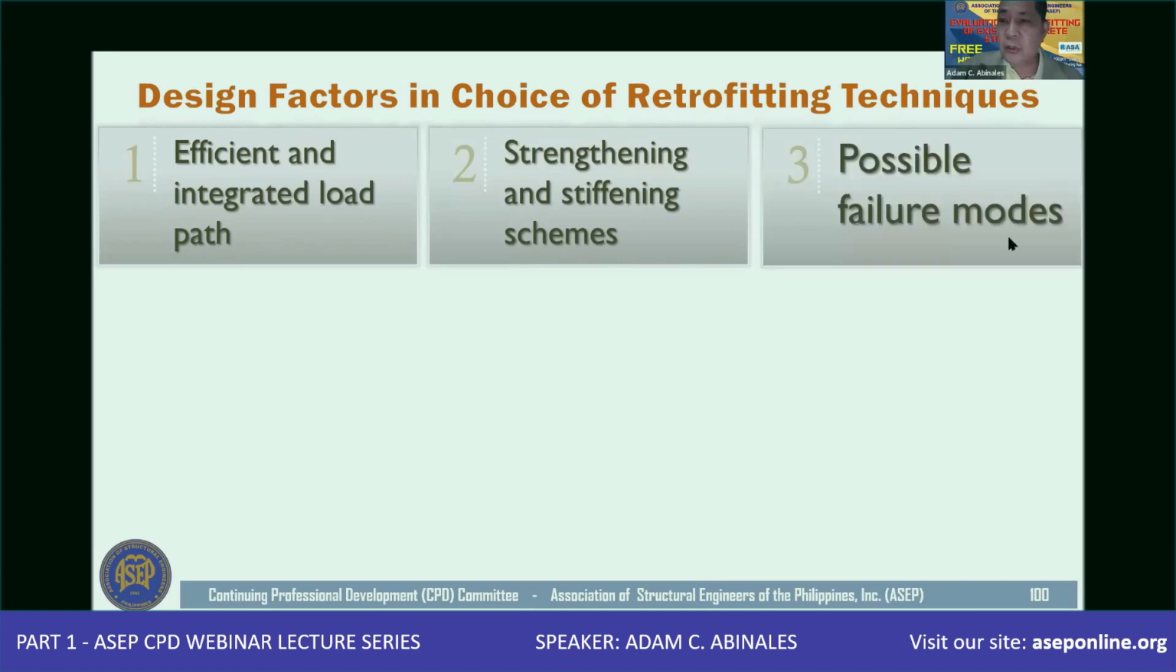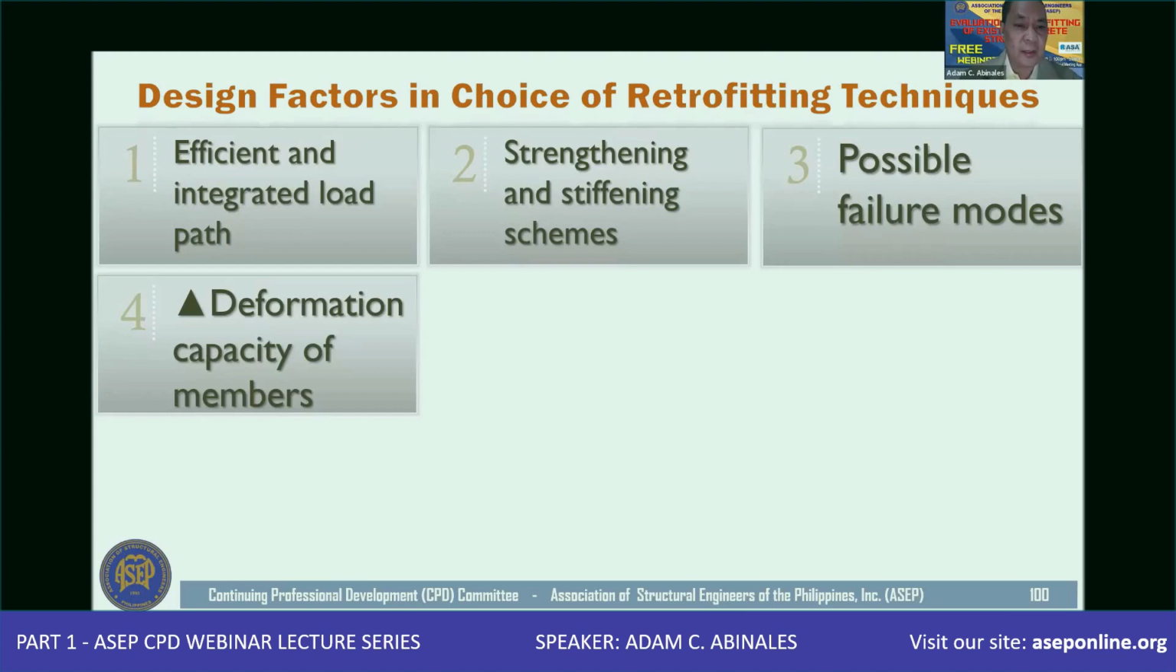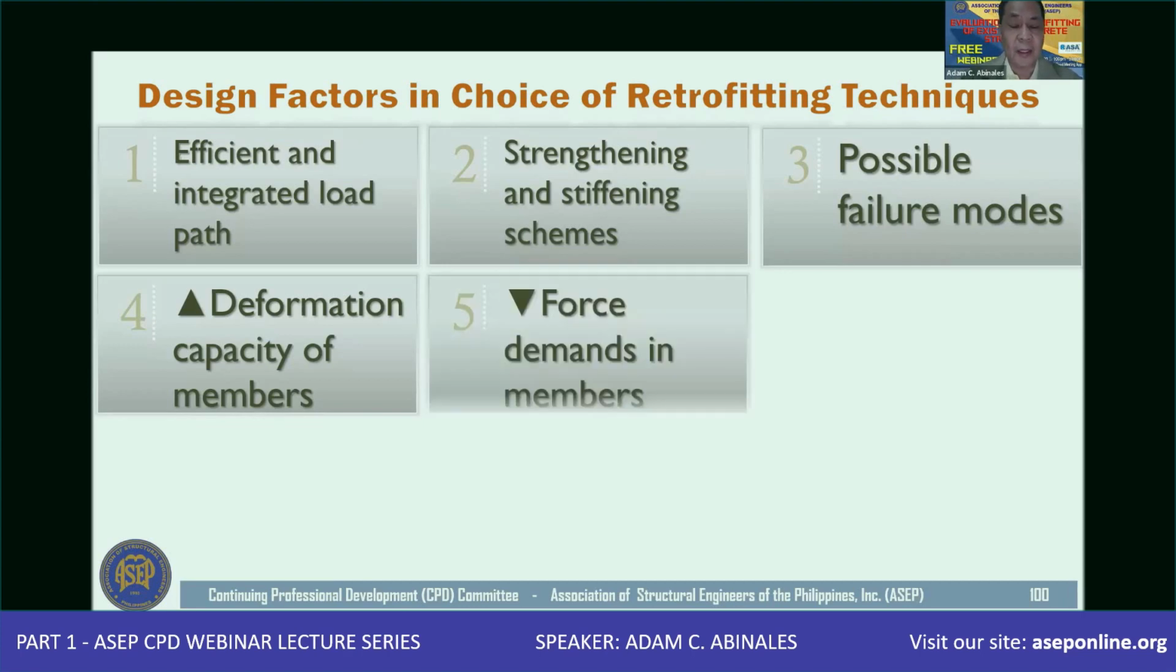Then when you do the analysis, you identify all the possible failure modes. All of these things you will be able to find out in your evaluation as presented by Doc Mac. Then you look at increasing the deformation capacity of the members, because that is your goal in retrofitting, and reducing the force demands in the members. So basically, these are the factors that you have to think of.